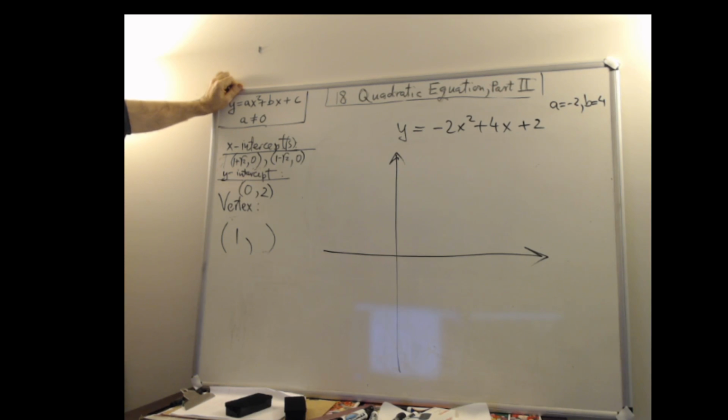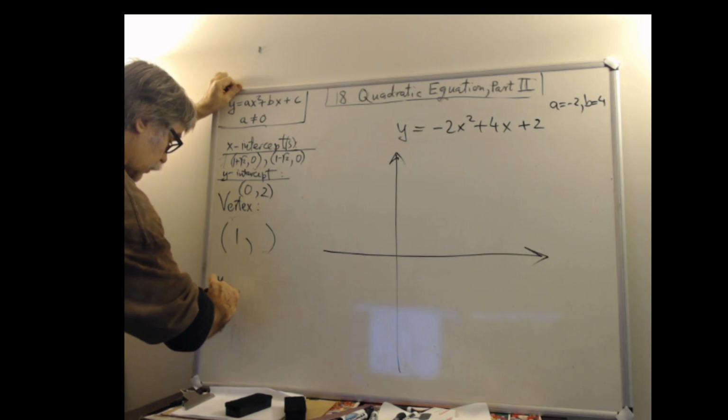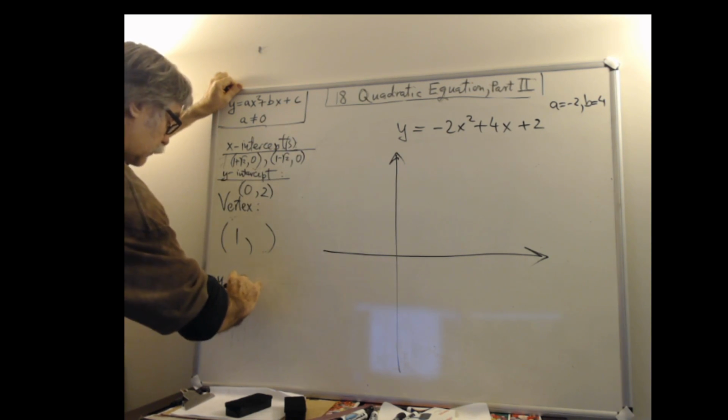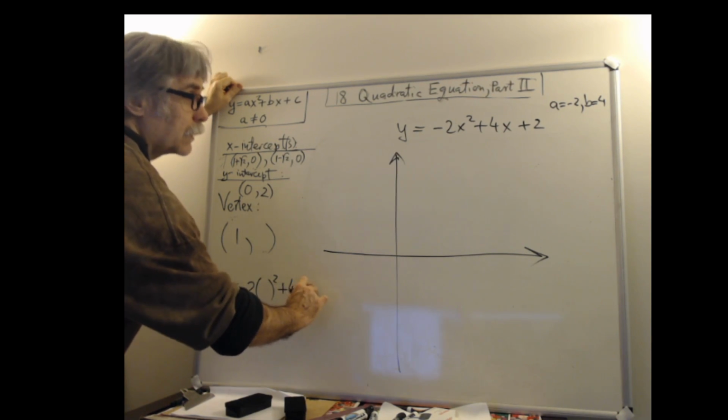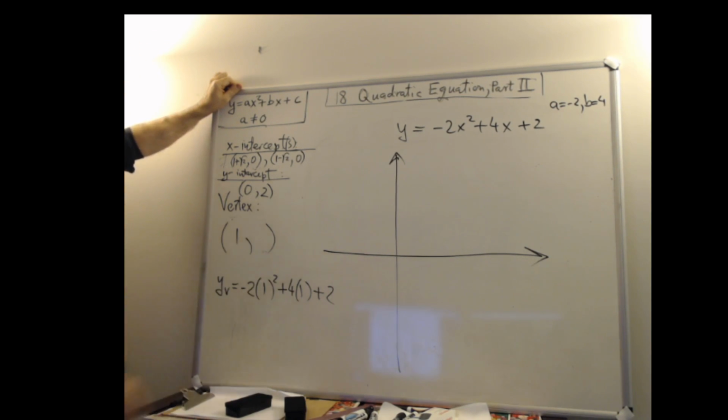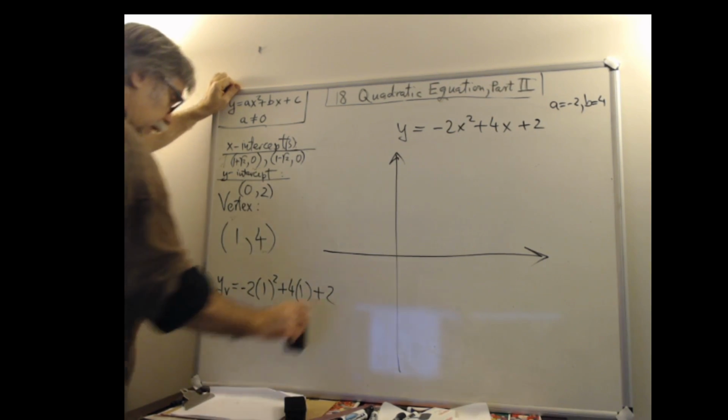And once you have the x of the vertex, the y of the vertex is just simply the equation. The y of the vertex is negative 2 times the x of the vertex squared plus 4 times the x of the vertex plus 2, and the x of the vertex is 2. Oh, 1, excuse me. I'm already misreading this. 1. So I have here negative 2, positive 4, that makes it 2, and 2. 2 and 2 is 4. Okay? So that is done now.